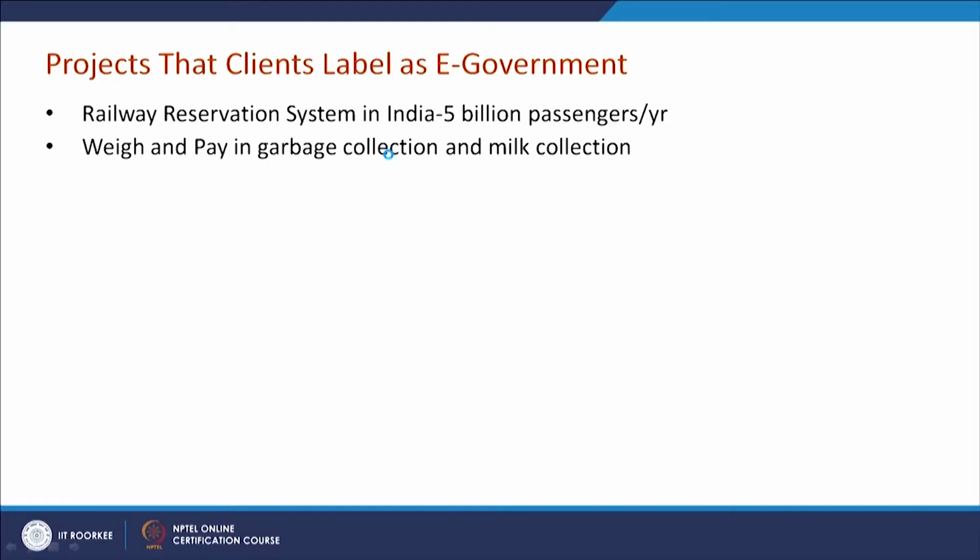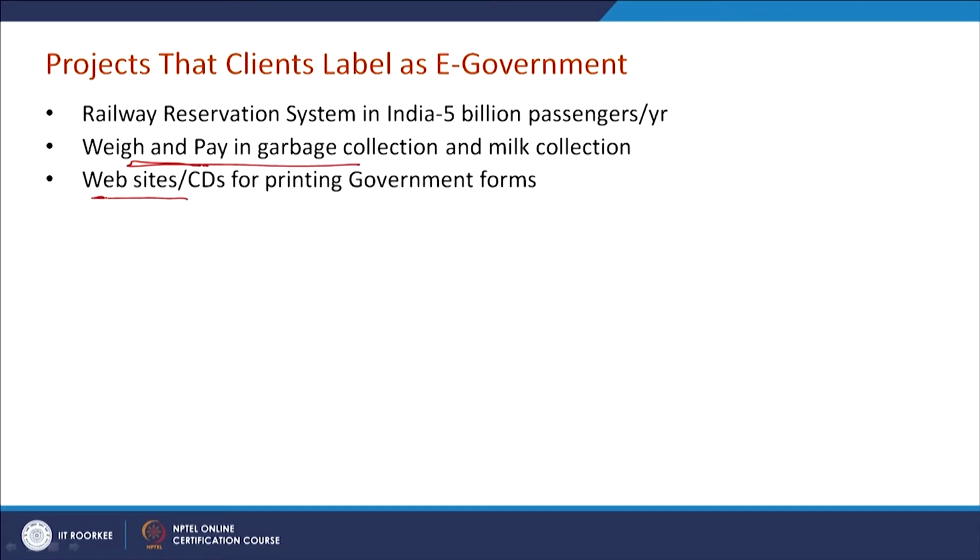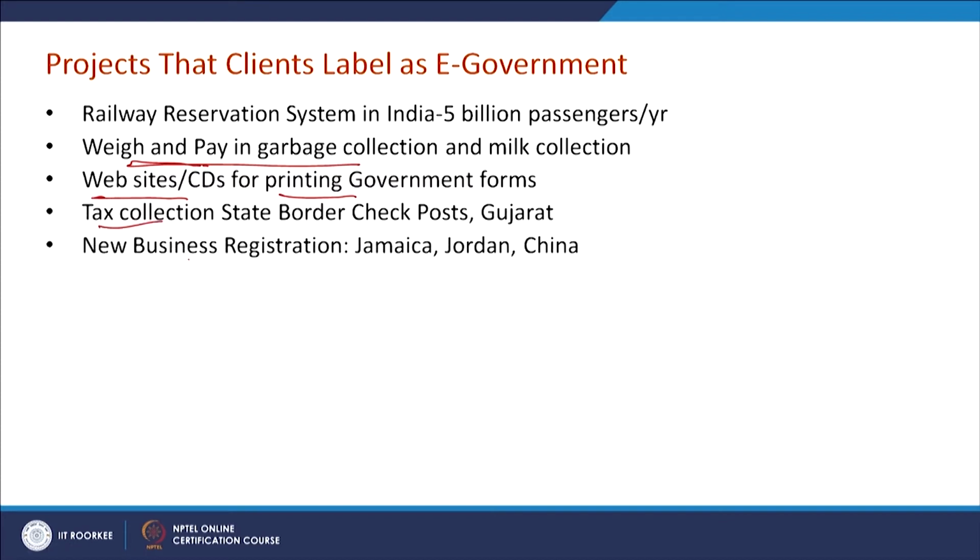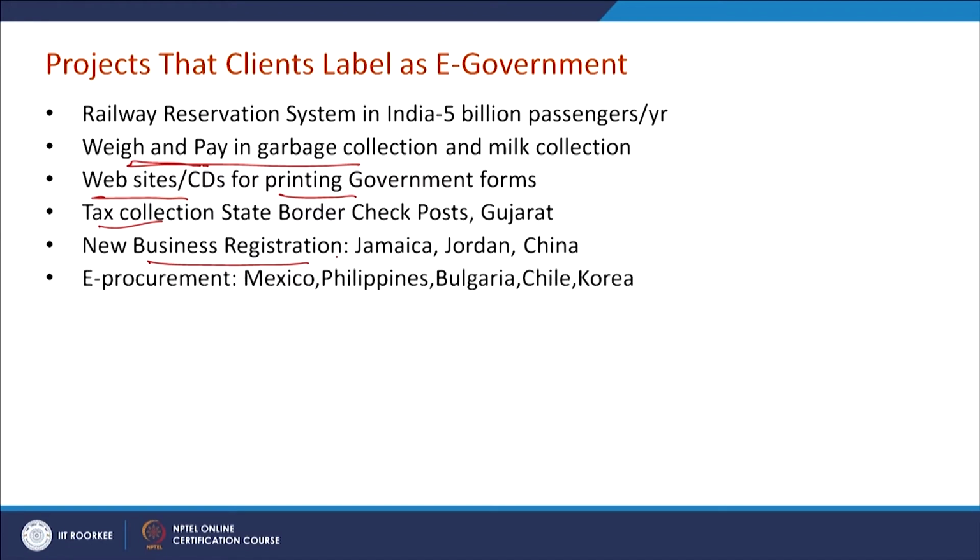So, please go through this site, you will get to know some latest information on what is going on in the e-governance platform. There are very many advantages and advances. Let us see some of the advances that people have appreciated. For example, right now we use the railway reservation system, then we pay for garbage collection, then the websites used for printing government forms, then tax collection, then business registration in some countries, then e-procurement, which has happened in India also. Now, in India also e-procurement is going on.